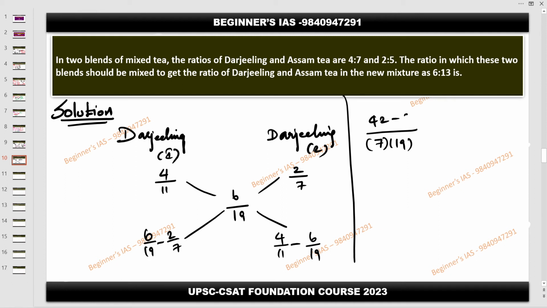So here 42, here 38. Then here 4 into 19, 76. 76 minus 66, by 11 into 19. Then it will become 4 by 133. 133.